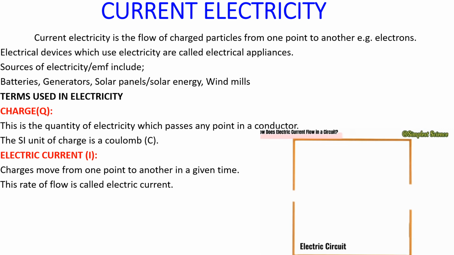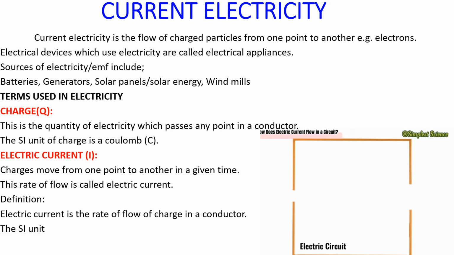So as charge is flowing from one end of a conductor to another end, it is doing this in a time interval. So if you estimate the rate at which it is flowing, then you are actually determining the current. Definition: electric current is the rate of flow of charge in a conductor. And the SI unit is ampere.